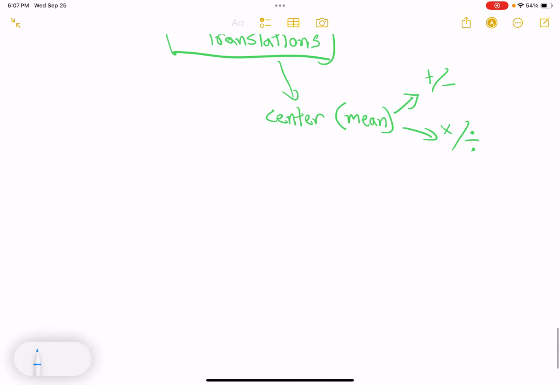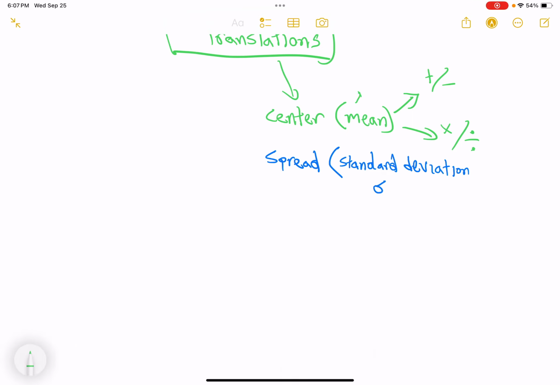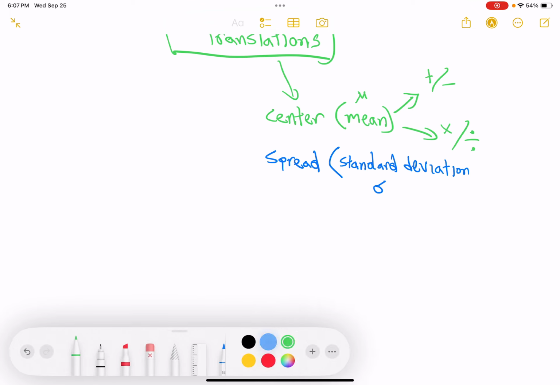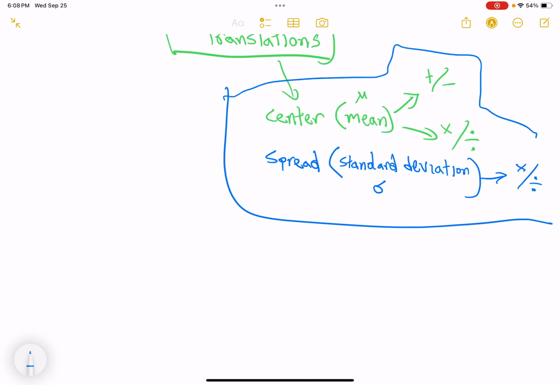On the other hand, measures of spread, like, I don't know, standard deviation, and don't forget the symbols, sad blueberry, right? And then mean is, of course, this funny looking mu. Standard deviation is only impacted by multiplying and dividing. Do not forget that. There were actually a ton of people who got this question wrong on the unit exam.